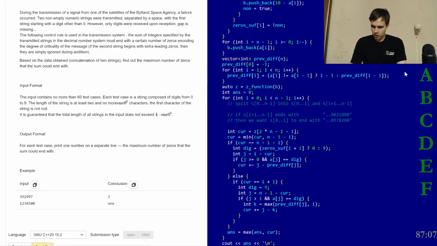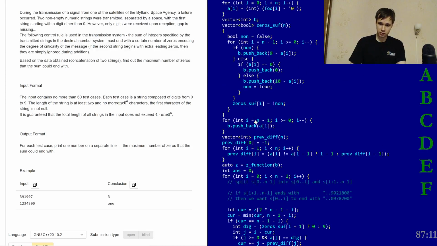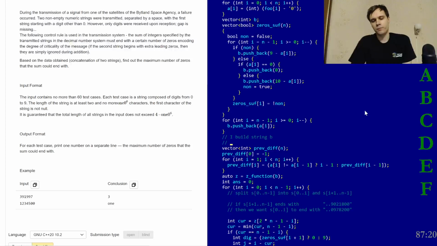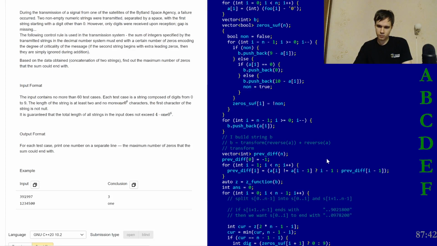And that's it. What it means is I build a string of length 2n. Here I built string b, which is the transform of the reverse of a, concatenated with a, with the reverse of a again. And transform means, I guess the reverse of the transform of a is more correct, transforming something like this into the complement, like 10 to the length minus that number.